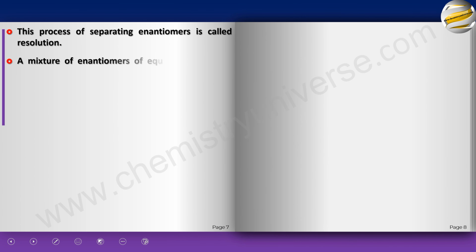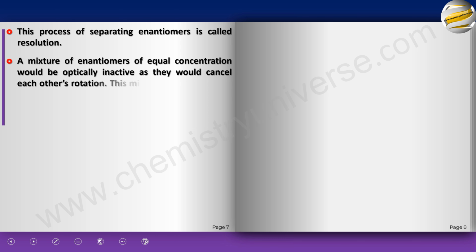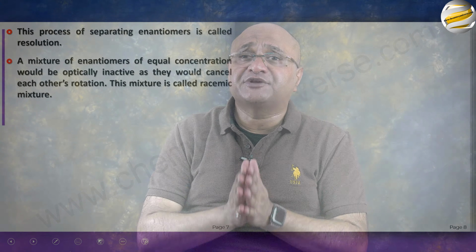A mixture of enantiomers of equal concentration would be optically inactive, as they would cancel each other's rotation. This is called a racemic mixture. As I said in the beginning, enantiomers are compounds having the same optical rotation value but in different directions. So if you take an equimolar mixture of both, the net rotation will be 0. And this mixture is called a racemic mixture.